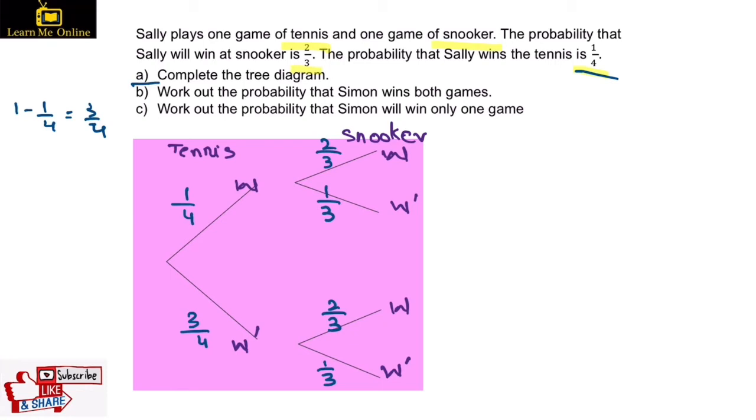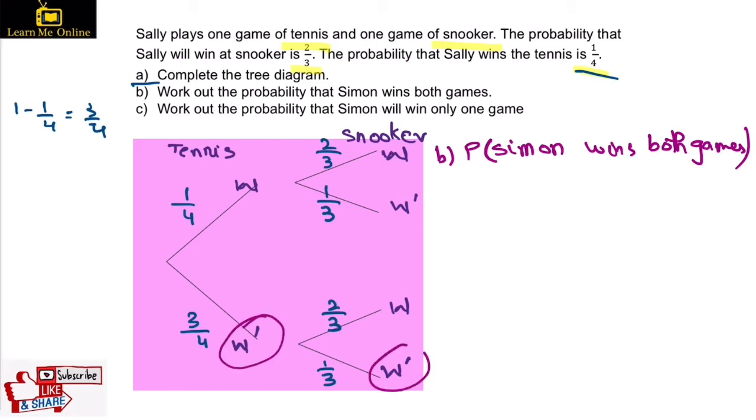Let's have a look at the next one now, which is part B. Part B says work out the probability that Simon wins both games. In other words, if Simon is winning both the games, it means Sally would be losing both the games. There's another person named Simon, so I'm going to write it down. Simon wins both games. So in other words, what is the chance, or what is the combination, when Sally is losing both the games. So here's going to be the lose for Sally and this is going to be the lose for Sally. It means that if Sally is losing the game, the other person, Simon, would be winning the game.